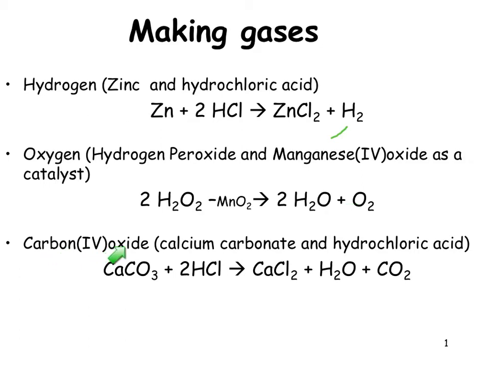Finally, we're going to make carbon dioxide, also written as carbon 4 oxide. You take any carbonate with any acid. In our case, we're going to look at calcium carbonate and hydrochloric acid to make carbon dioxide. Let's watch some videos of how this all works. This first video tells us how to test for all of the different gases.